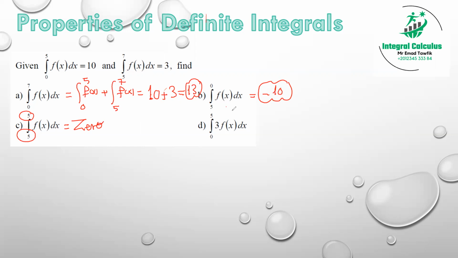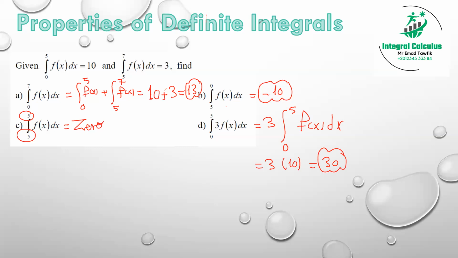Letter D. The integration from 0 to 5 for 3 multiplied by f of x, you can separate the 3 out of my integration from 0 to 5 for the function f of x dx. As you know, it's given already, which is supposed to be 3 multiplied by 10, which is supposed to be 30. So we can get our answer directly.